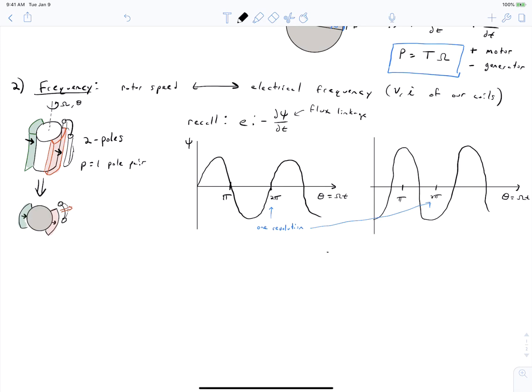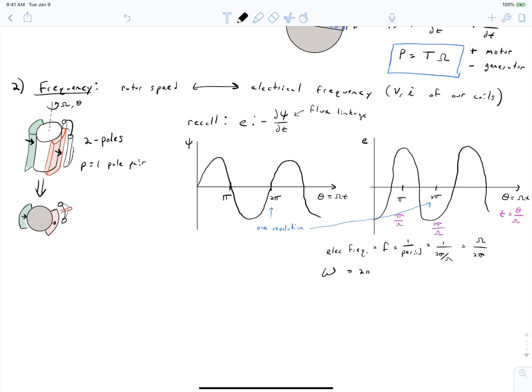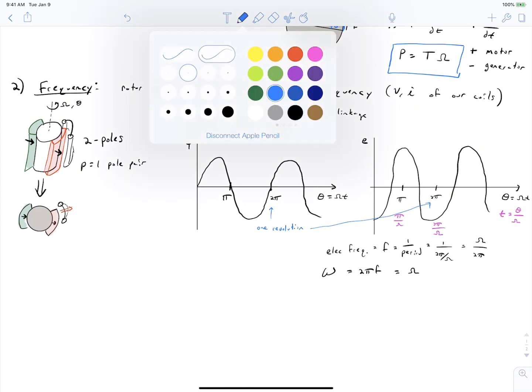Okay, from this we can observe that the electric frequency, the frequency of our voltage, which we denote with a lowercase f, is equal to 1 divided by the period. And we can relabel the x-axis of our EMF plot in terms of time by solving for the fact that t is going to be equal to theta over our mechanical speed. And we finally get this expression. We can calculate our electric angular velocity as being 2 pi times f. So this is converting our frequency to radians per second. And we get that we have the same value as the mechanical.